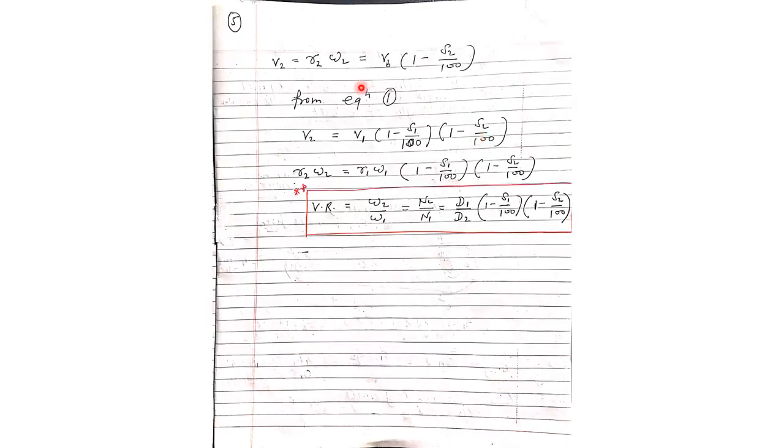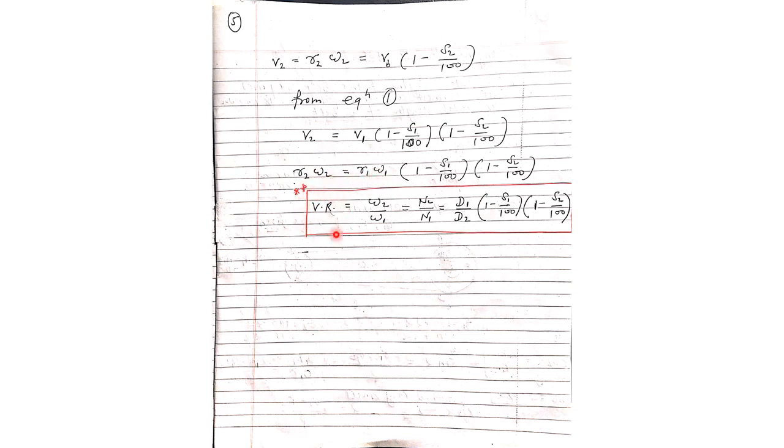Now we know that the linear velocity of the pulley at the outer surface where the belt is aligned is V2 equals R2 into omega 2, which equals Vb into 1 minus S2 by 100. This is equation number 2, and this is simply V2 equals R2 omega 2. From equation 1, we can put the value of Vb in this equation, number 3. So V2 equals V1 into 1 minus S1 by 100 into 1 minus S2 by 100. And we know that V2 equals R2 omega 2 and V1 equals R1 omega 1.